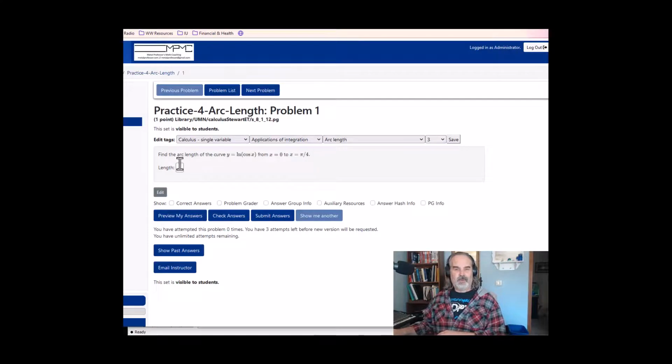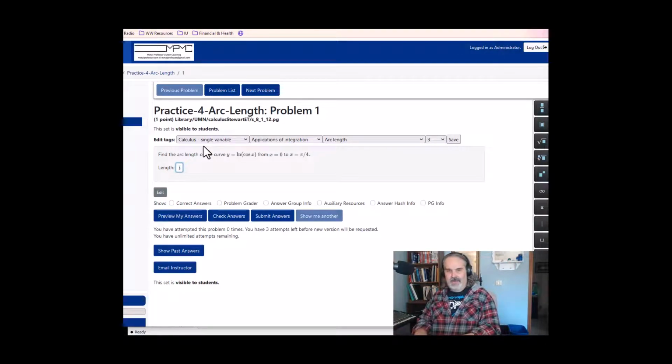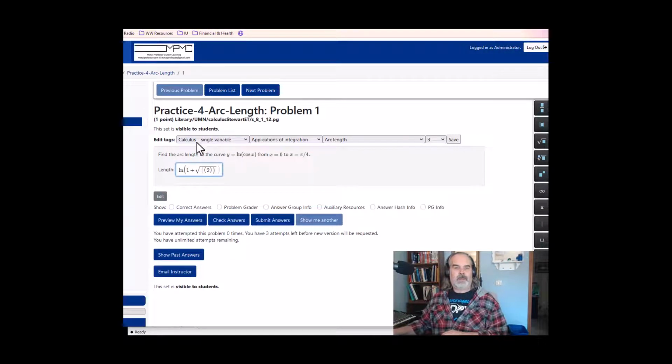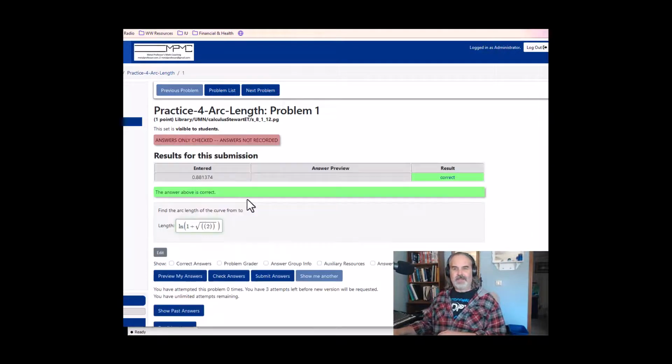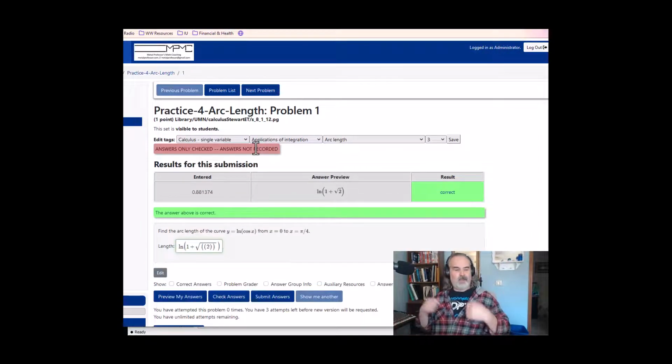And now I'm going to go back here and try it and type in natural log of 1 plus square root of 2 for my answer, check my answer, and ta-da, we get the WebWork green, which gives you that feeling of peace and calm. If you've used WebWork before, you know that red, but green, nice and peaceful. Okay, so that was a successful problem.